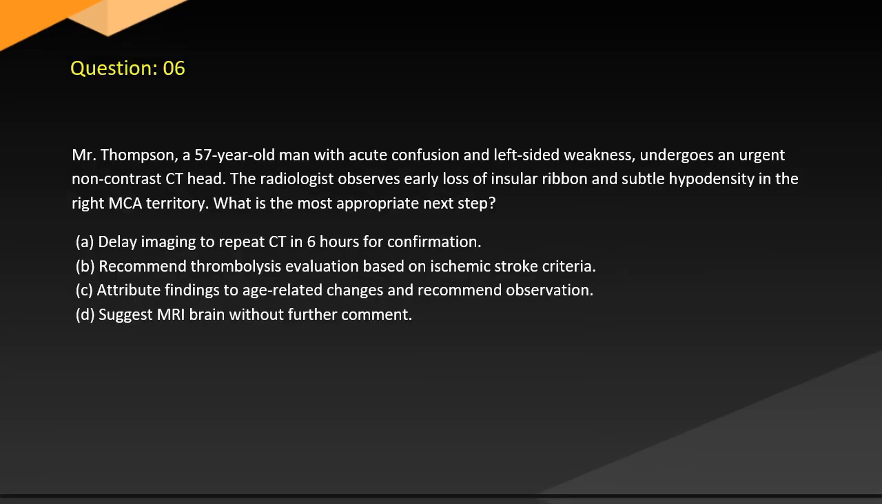Question 6. Mr. Thompson, a 57-year-old man with acute confusion and left-sided weakness, undergoes an urgent non-contrast CT head. The radiologist observes early loss of insular ribbon and subtle hypodensity in the right MCA territory. What is the most appropriate next step? A. Delay imaging to report CT in 6 hours for confirmation. B. Recommend thrombolysis evaluation based on ischemic stroke criteria. C. Attribute findings to age-related changes and recommend observation. D. Suggest MRI brain without further comment.